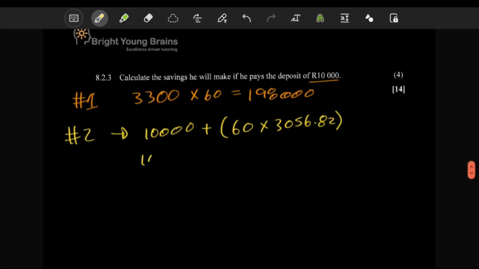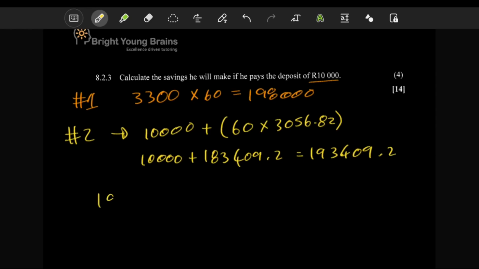So let's see what this would be. This would be 10,000 plus this amount over here. Let's see, 60 times 3,056.82, so this would be 183,409. Why didn't I just put everything in the calculator at once? Let's add the 10,000 there. This would be 193,409.2. So clearly he pays less if he does the deposit.